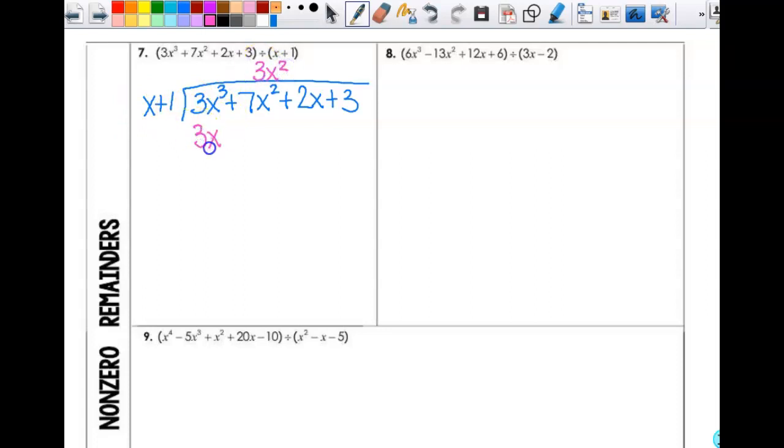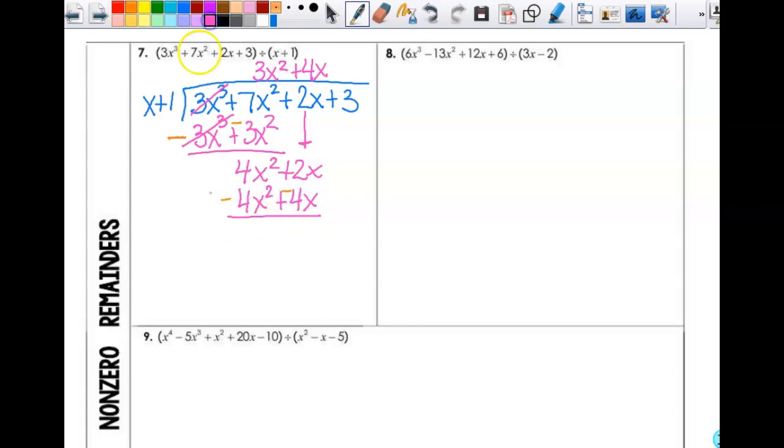So this gives me 3x cubed plus 3x squared. Then I change my signs. Negative, negative. Right. Then those zero out, and I get 4x squared plus 2x. X into 4x squared is a positive 4x. So I get 4x squared plus 4x. Change my signs. Those zero out, and I get negative 2x plus 3. Bring my 3 down.